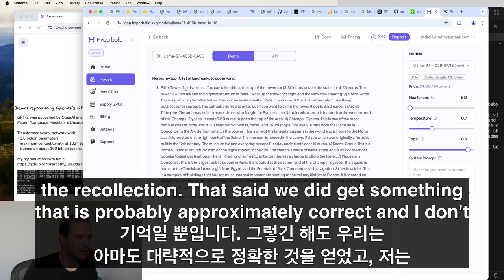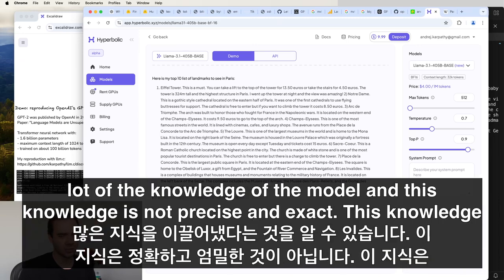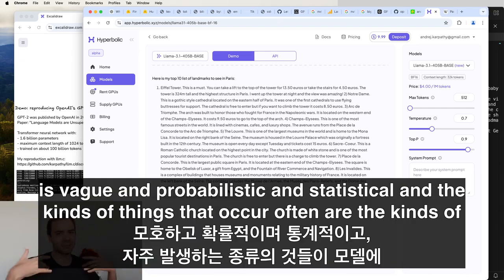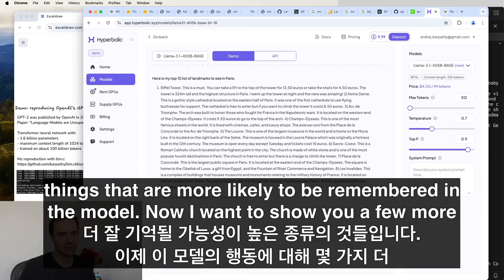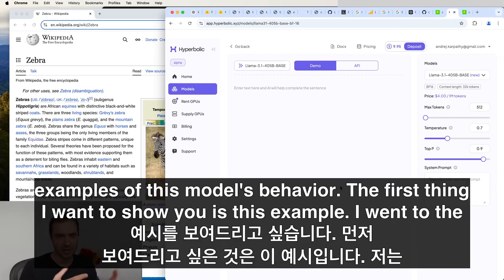That said, we did get something that is probably approximately correct, and I don't actually have the expertise to verify that this is roughly correct, but you see that we've elicited a lot of the knowledge of the model. And this knowledge is not precise and exact. This knowledge is vague and probabilistic and statistical. And the kinds of things that occur often are the kinds of things that are more likely to be remembered in the model. Now, I want to show you a few more examples of this model's behavior.